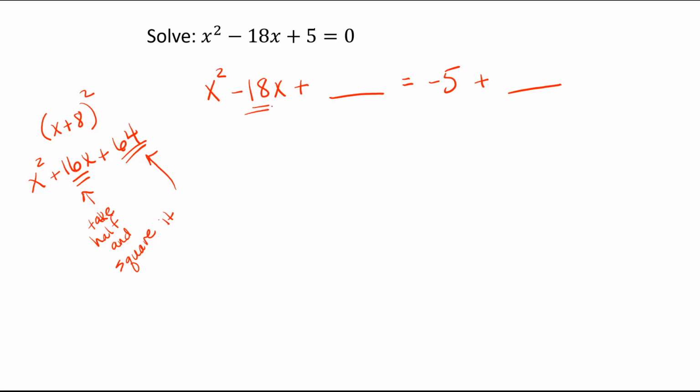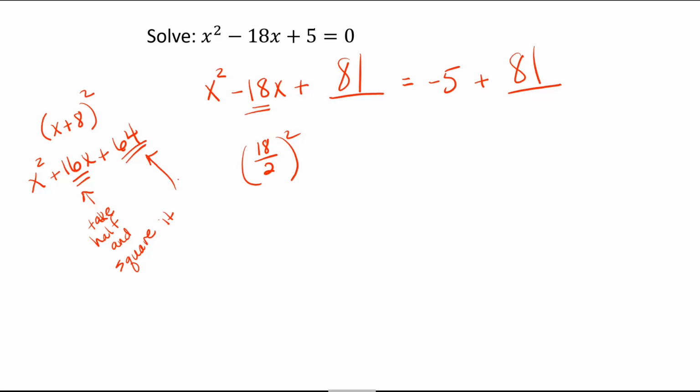We look at the middle term. In this case, it is negative 18. We take half of it and we square it. So half of 18, 18 over 2, squared is what we're looking for. So that's 9 squared, which is 81. So we want to add 81 to both sides of this equation.